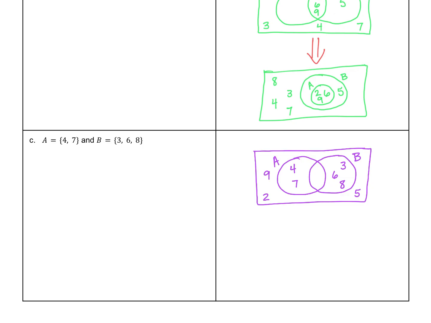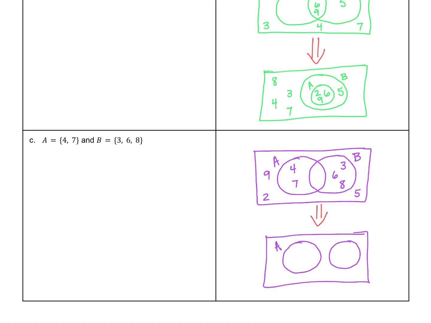So if we wanted to, we could rewrite the same Venn diagram a little differently. And we would have 2 separate circles, A and B, because they do not have intersections. So we will have 4 and 7 here, and 3, 6, and 8 here, and of course 9, 2, and 5 on the outside. So either way you choose to draw it is just fine.